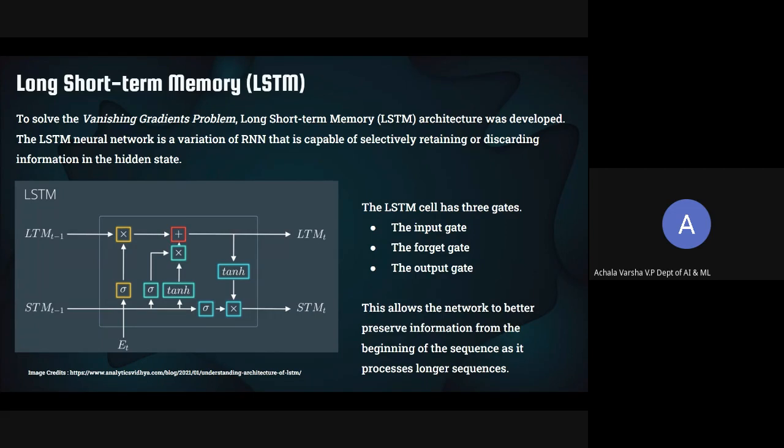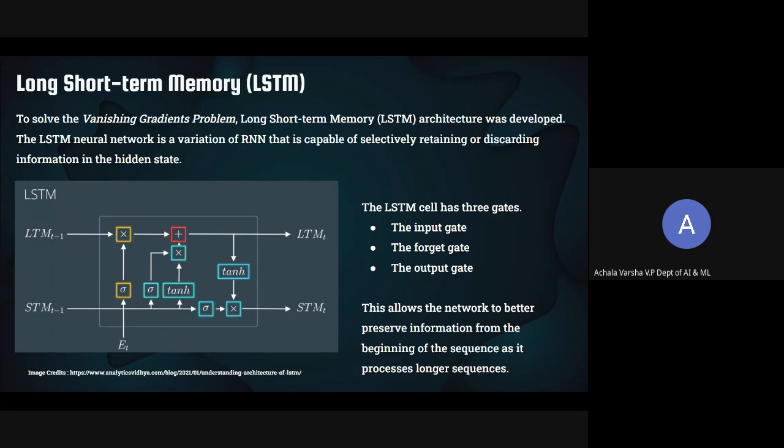So, in order to tackle the vanishing gradient problem, the LSTM architecture was introduced. The LSTM architecture is also a type of RNN, but we tackle the vanishing gradient problem with the cell mechanism. This cell mechanism selectively stores and discards information in its hidden state. The LSTM architecture has three main gates.